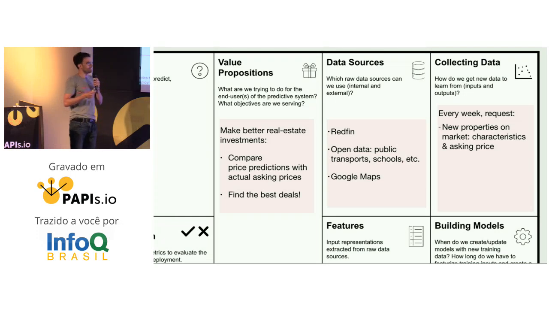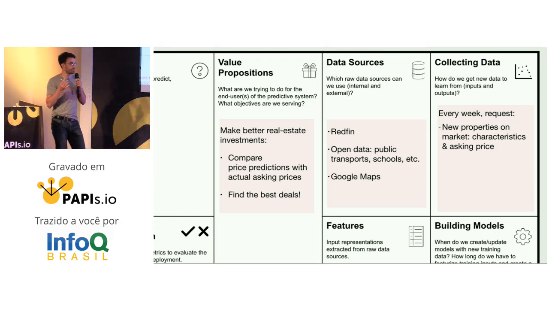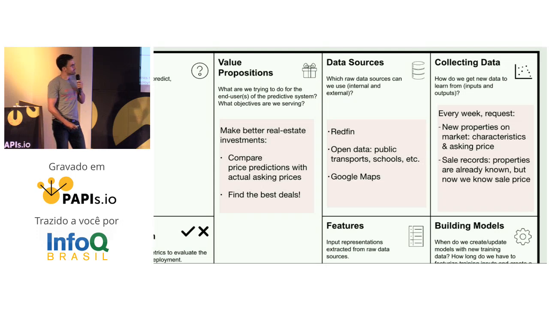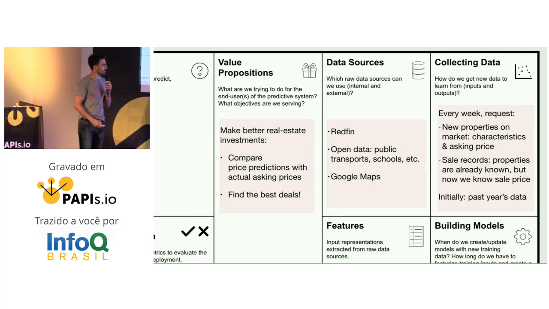There's new properties on the market all the time. So you'd get the characteristics. You wouldn't know the price of the transaction. The property has just arrived on the market, but you would know the asking price. And you would also look at all the sale records from the last week, where you'd see properties that you've already seen before, but this time you would get the sale price because these are sale records. Right, so that's what we do every week.